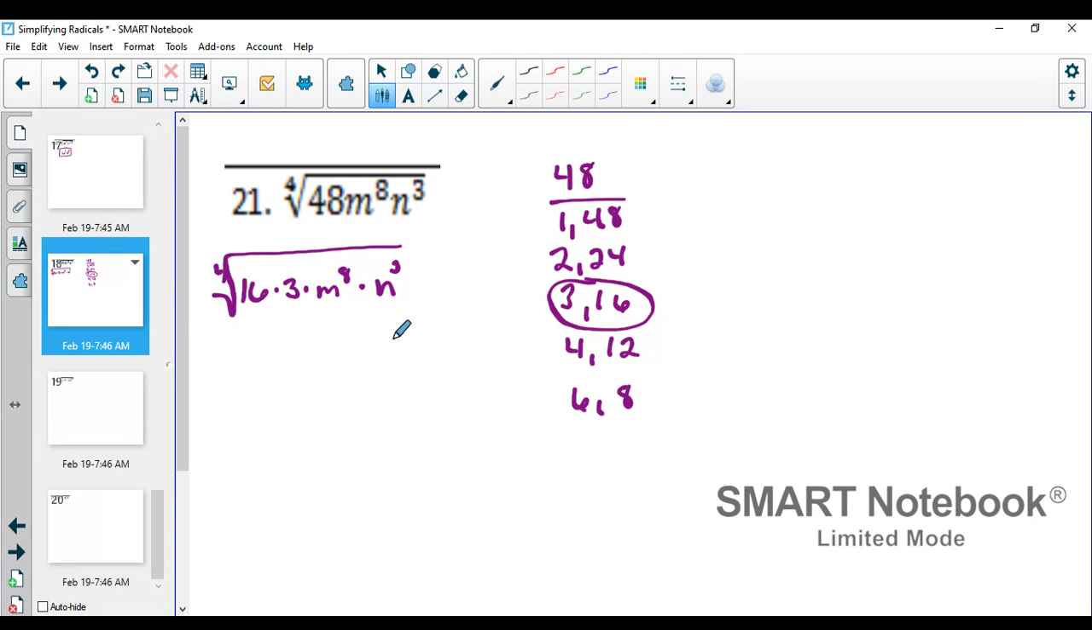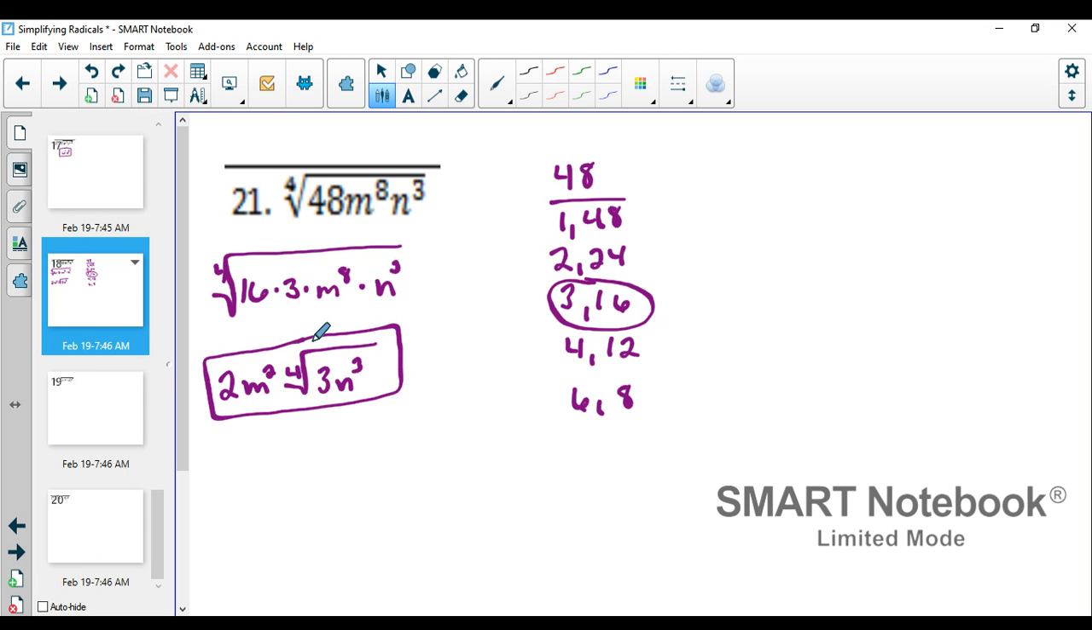And there we go. So now we're going to do our fourth root. So the fourth root of 16 is 2. The 3 is going to stay. Then 8 divided by 4 is 2. So we have m squared. And then we can't divide 3 evenly by 4. So that's going to remain underneath the radical sign. So we have the fourth root of 3n cubed. And this is our final answer for this problem.